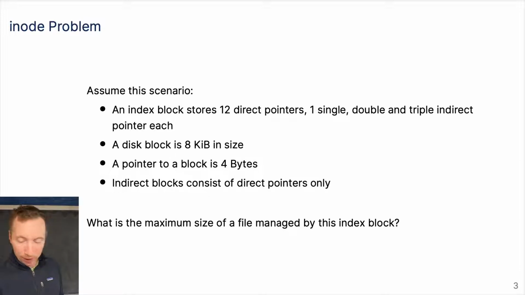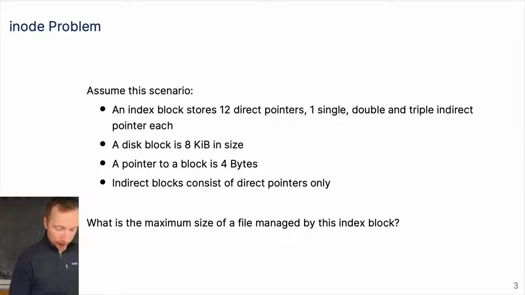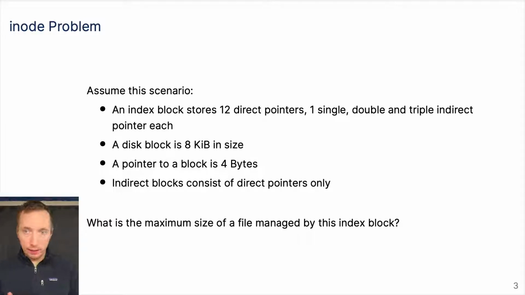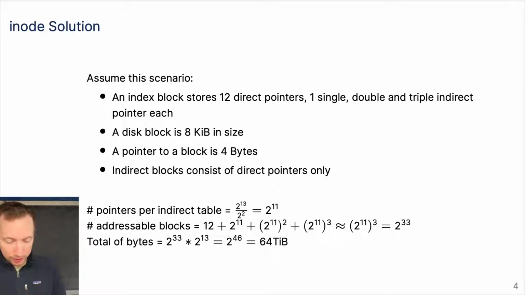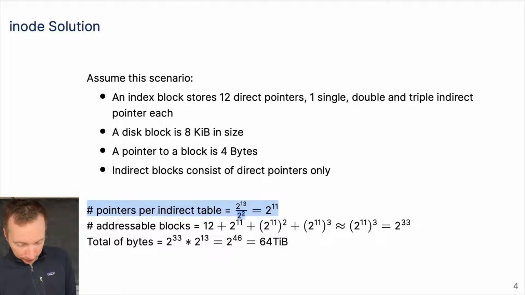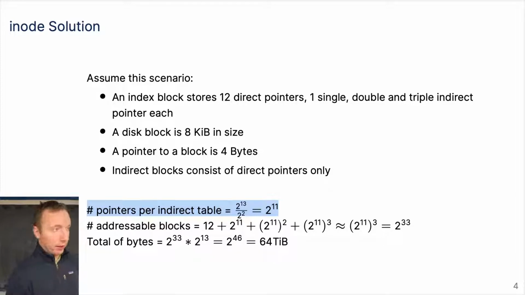Our disk block size would be 8 kilobytes again, so we'll use the same numbers from last lecture. And a pointer again is going to be 4 bytes. I'm assuming nothing else is on the indirect blocks, they just contain pointers. So now we can calculate the maximum file size managed by this inode. We know that each of the blocks can contain 2 to the 11 pointers. Each block size is 2 to the 13, and a pointer is 4 bytes, which is 2 to the 2. So we can fit 2 to the 11 pointers in a single indirect table.